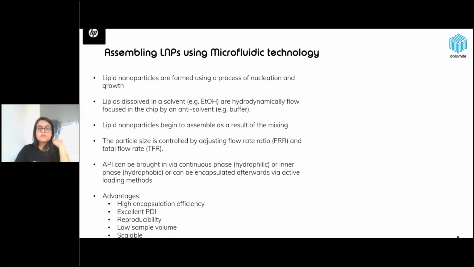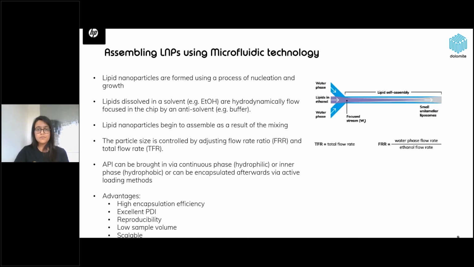Typically with other batch methods, you don't have reproducibility, you have batch-to-batch variability, and you have little control over the size itself. Microfluidic technology addresses all of these issues and offers advantages over the conventional methods that you may be using. The way lipid nanoparticles are produced in microfluidic technology is a process that we call nucleation and growth. You see the diagram on your right-hand side.